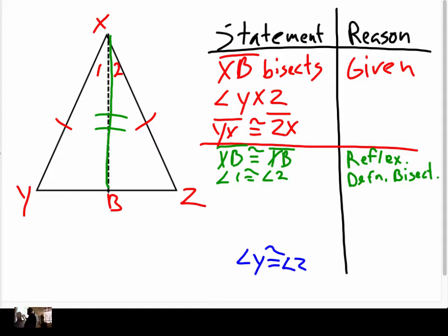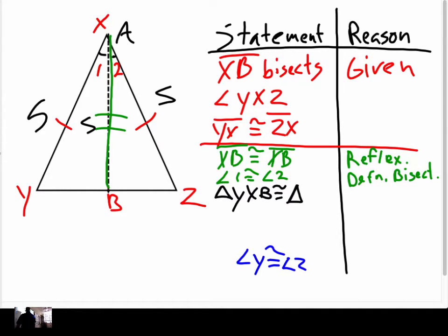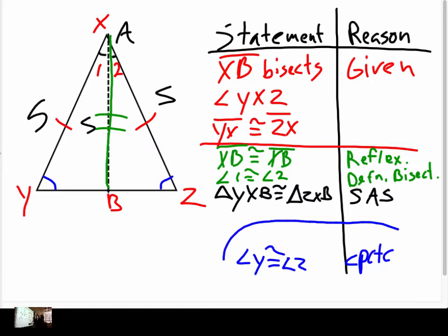So what I have here is a side, and then two corresponding angles that are congruent, and then the side in the middle. So I have side, angle, side. So I could say that triangle YXB is congruent to triangle ZXB. And that's based on the side-angle-side theorem of congruence. And so since those two triangles are the same, then I could say with confidence, since angle Y corresponds to angle Z, that those two are congruent because corresponding parts of congruent triangles are congruent. And that's it, we're done. So we've proven that. Right? So that's that one. Does that make sense?